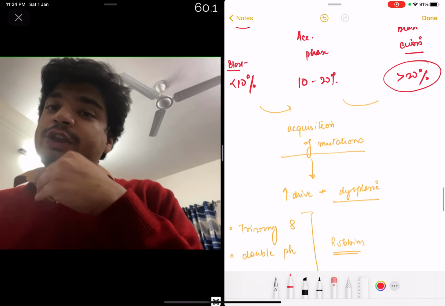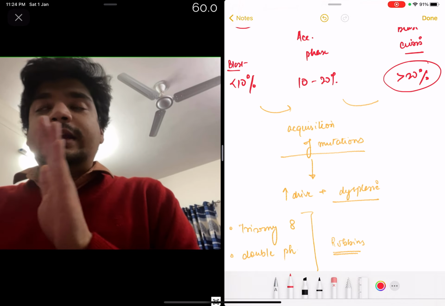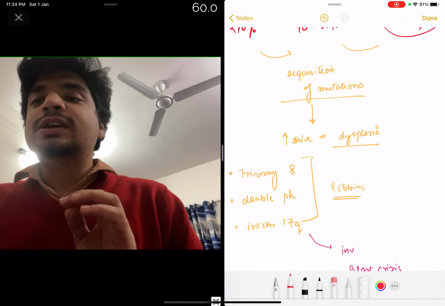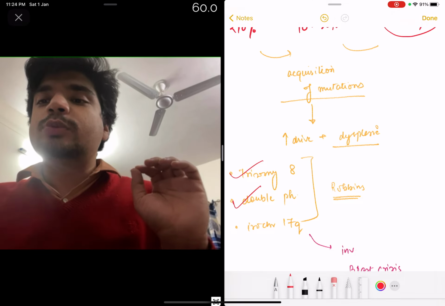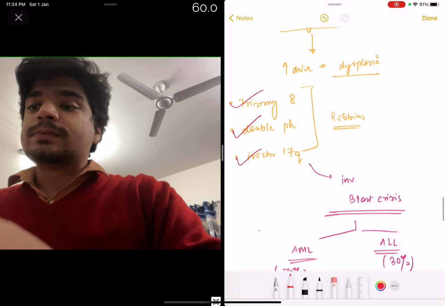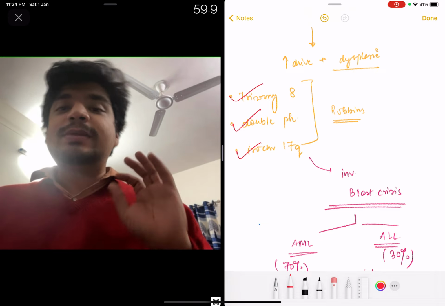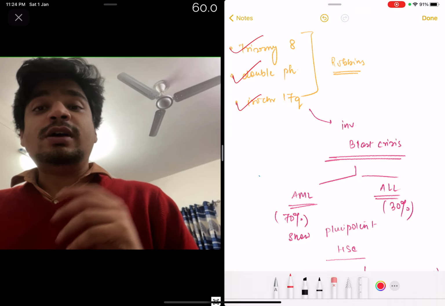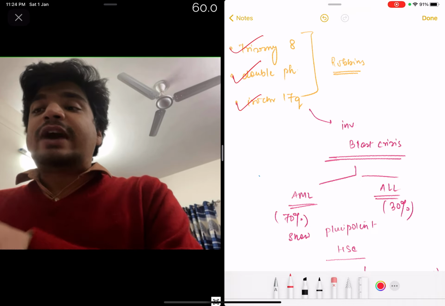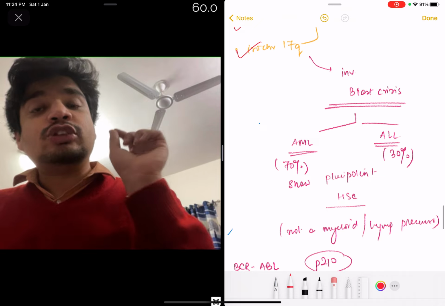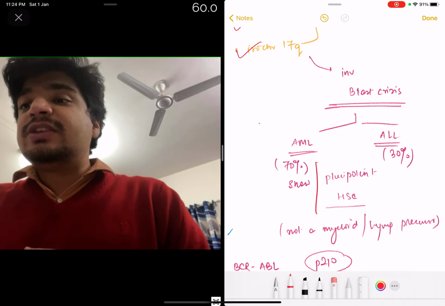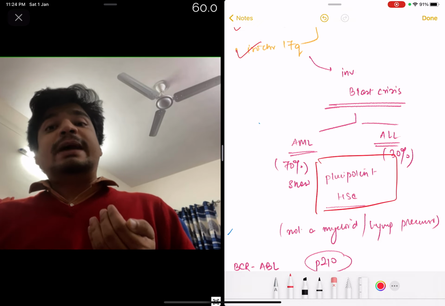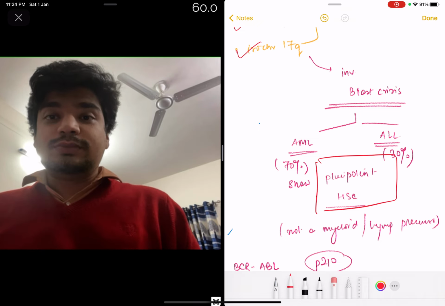And this is because of acquisition of further mutations that give it a dysplastic character as well. What are these mutations? They are given in your Robbins, so can be asked: trisomy 8, double Philadelphia chromosome or isochromosome 17q. The blast crisis can be a lymphoid blast crisis or a myeloid blast crisis. Now you'll ask, since it's chronic myeloid leukemia, why a lymphoid blast crisis? The fact that it's a lymphoid blast crisis shows that the actual mutation in the tyrosine kinase is present in a pluripotent hematopoietic stem cell, which is present before the myeloid and lymphoid differentiation occurs also.